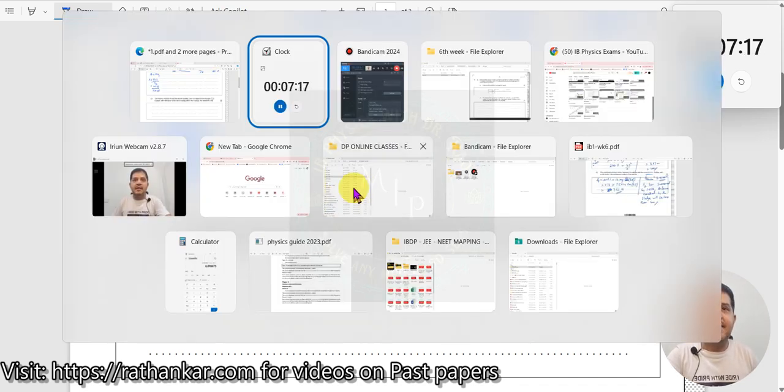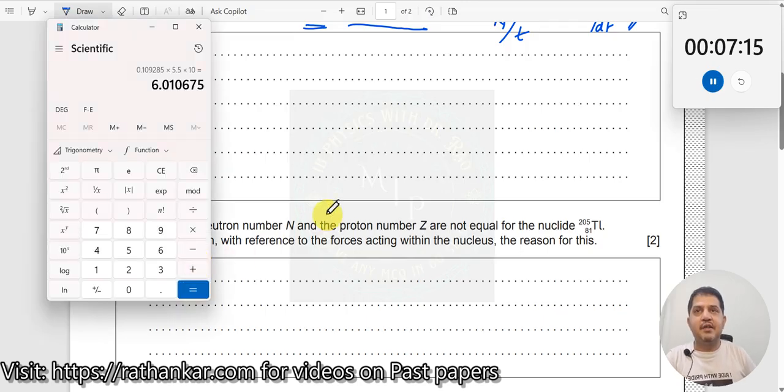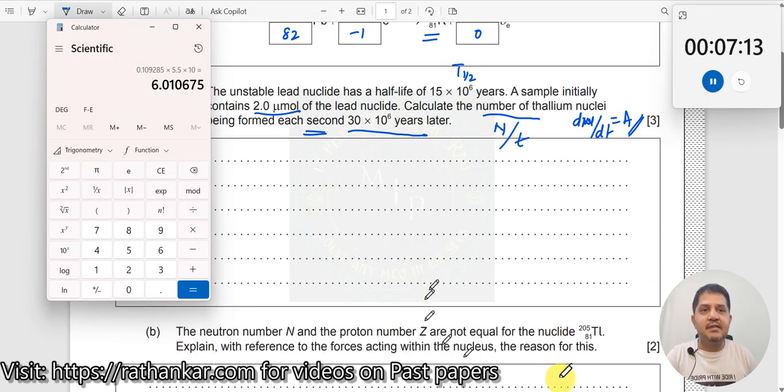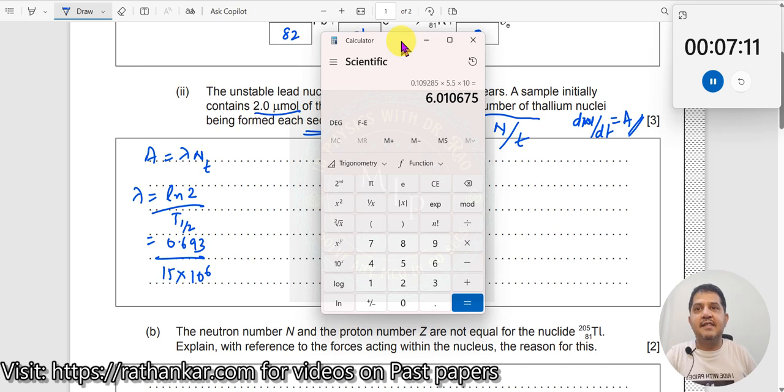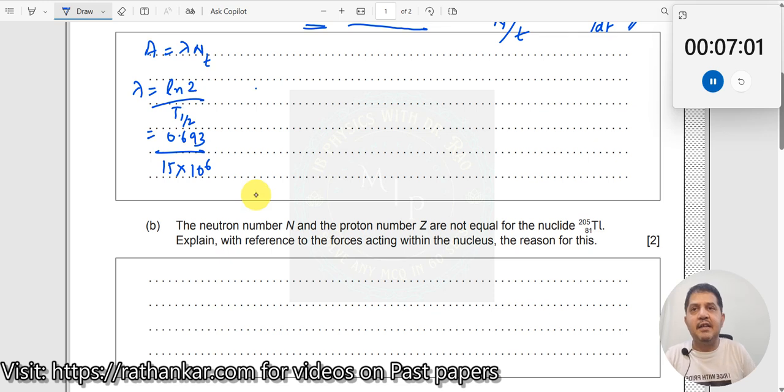Where is my calculator? Calculator is here. So I get the answer as 0.693 divided by 15 is equal to 0.0462. Let me write down that, 0.0462 into 10 to the power of -6. What is the unit here? Per year. This is what I get.